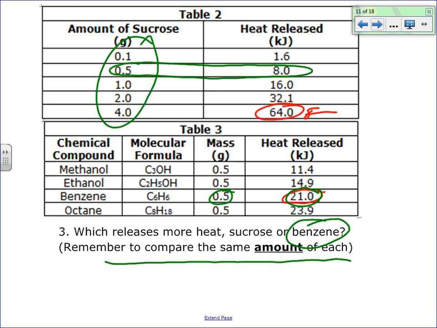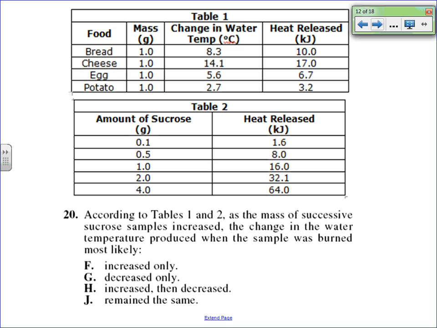Okay, let's jump on to 20. According to tables 1 and 2, as the mass of successive sucrose samples increased, the change in water temperature produced would likely, now this is a variable relationship. We're trying to find the relationship between mass of sucrose and change in water temperature. All right, what are we looking at for the answer here? I like that table too. It says sucrose. Yep.